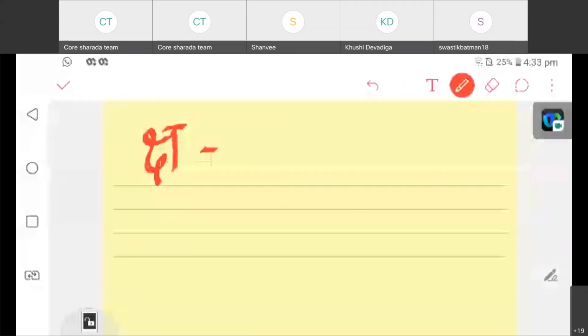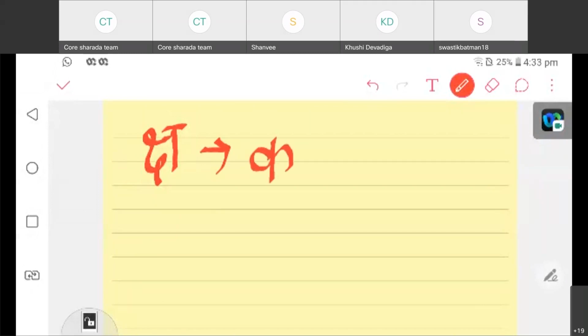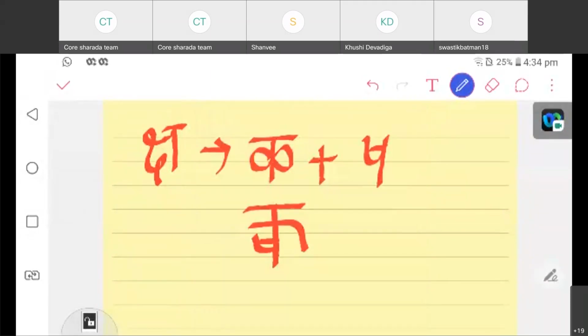Okay. Ksha is written as K plus Sh. So when you're writing this Ksha, it will be like this. This is Ksha. Here, this K is not written full. It should be closer to the Shiroreka here, and it's immediately brought down. And Sh is written taking the support of the K main line. So this is how Sh is written.